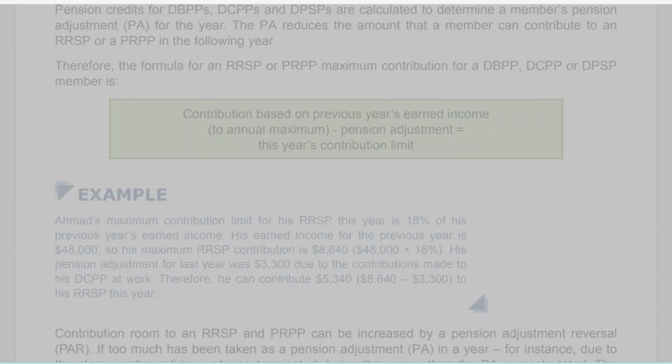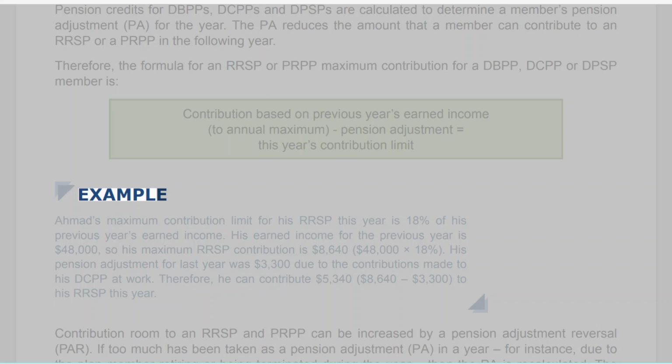Pension credits for DBPPs, DCPPs, and DPSPs are calculated to determine a member's pension adjustment (PA) for the year. The PA reduces the amount that a member can contribute to an RRSP or a PRPP in the following year. Therefore, the formula for an RRSP or PRPP maximum contribution for a DBPP, DCPP, or DPSP member is: contribution based on previous year's earned income minus annual maximum pension adjustment equals this year's contribution limit.